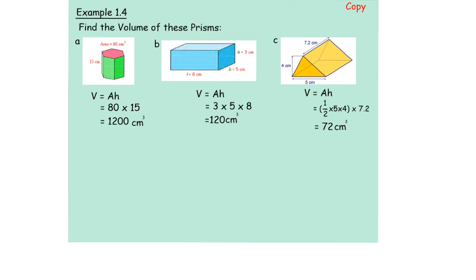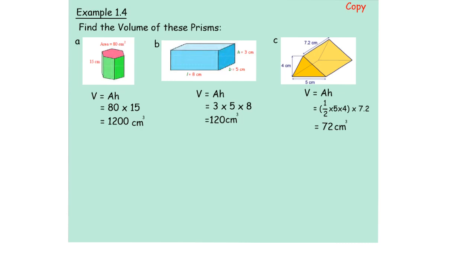For B, we have got a cuboid. So a cuboid, of course, has a rectangle on the end of it. And we know how to find the area of a rectangle. It's length times breadth. Because of the way this cuboid's been drawn, they've called this bit the base and this bit the height. But it's the same thing no matter which way around you're going to call it. So it's find the area of one side and times by how far back it goes. So I've done 3 times 5 times by 8 and got 120 centimeters cubed.